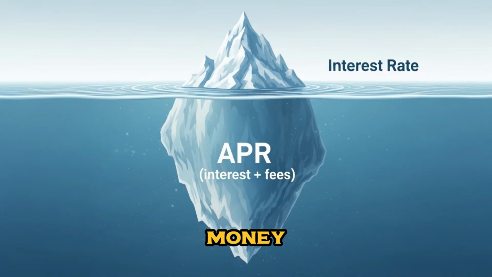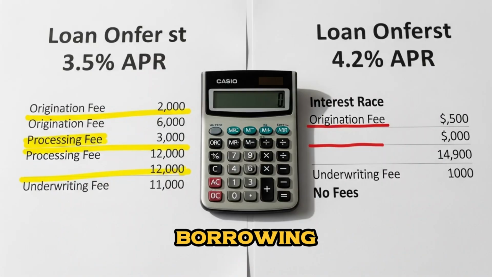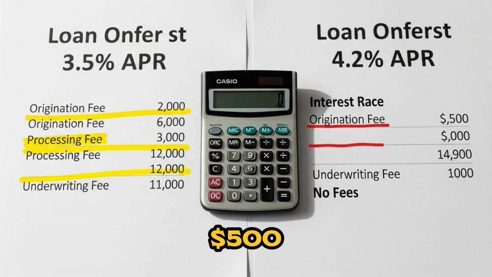When you're borrowing money, you're essentially being charged a fee for the privilege of using someone else's cash. That's what the interest rate represents. It's the cost of borrowing money, expressed as a percentage of the loan amount. For example, if you borrow $10,000 at an interest rate of 5%, you'll owe $500 in interest over the course of a year. But here's the thing, that $500 might not be the only cost associated with borrowing that money.